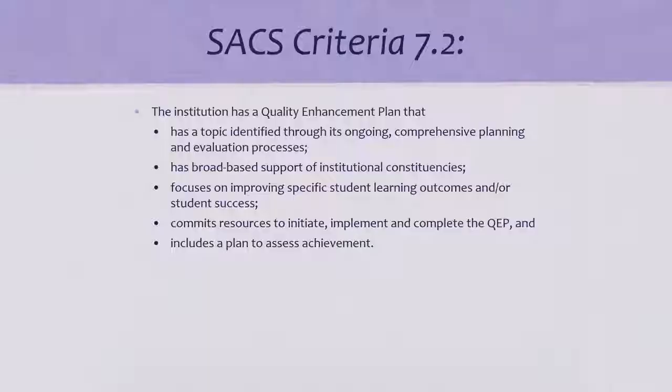SACS has very specific criteria for conducting a quality enhancement plan. First is that the topic has to be identified through our ongoing planning process and evaluation process. Second, we need to have broad-based support from all the institutional constituencies. Third, the focus has to be on student learning, and this is critically important, also on student success. Fourth, the university needs to commit resources to conduct the QEP. And fifth, of course, we need a plan to assess how successful we are with our actions.